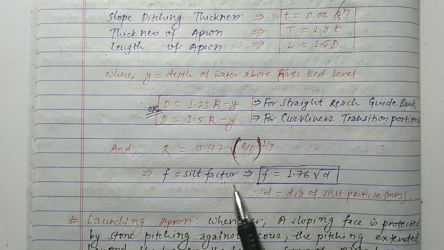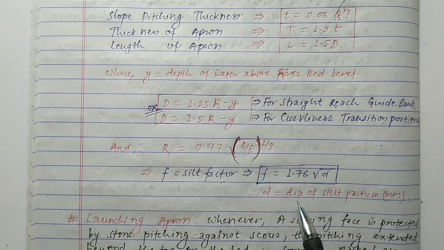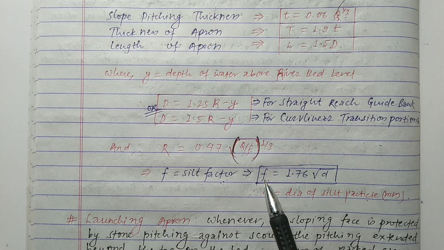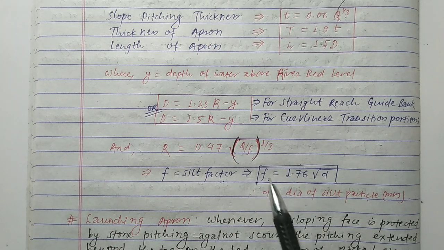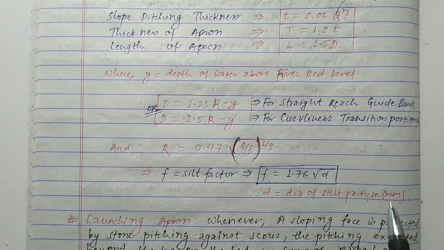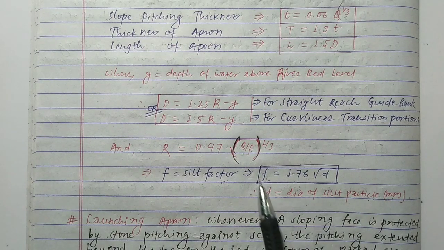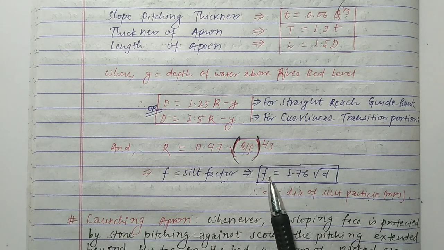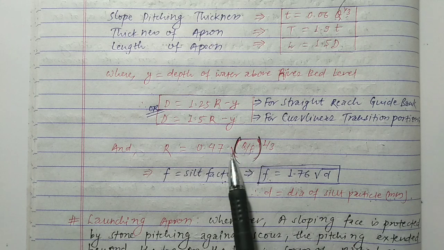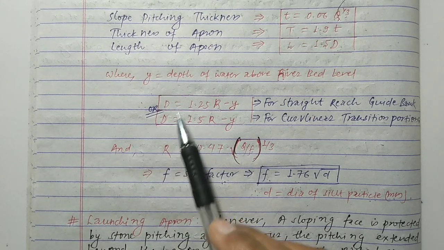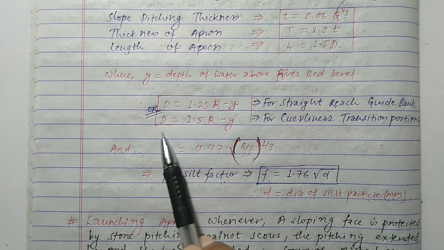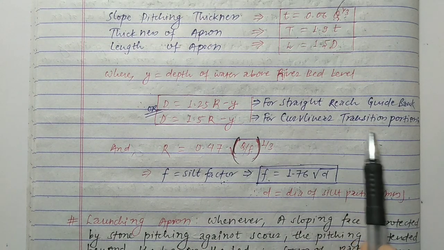If silt factor is not given, and if the diameter of silt particle is provided, then we have to calculate this silt factor, and for calculating this silt factor we use this formula: silt factor f equal to 1.76 root under d, where d is the diameter of silt particle in mm. Okay, and after calculating the value of f, we can calculate the value of R. Okay, and after calculating R we can simply calculate the value of D equal to 1.2 R minus y for the straight reach guide bank, and D equal to 1.5 R minus y for the curvilinear transition portion.